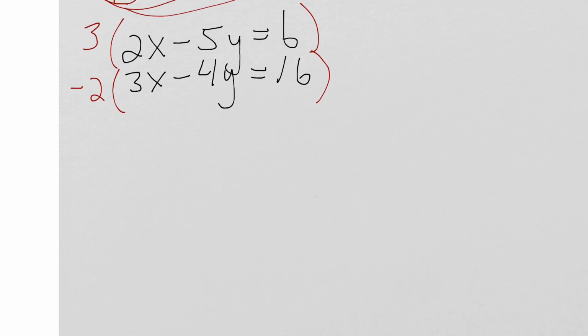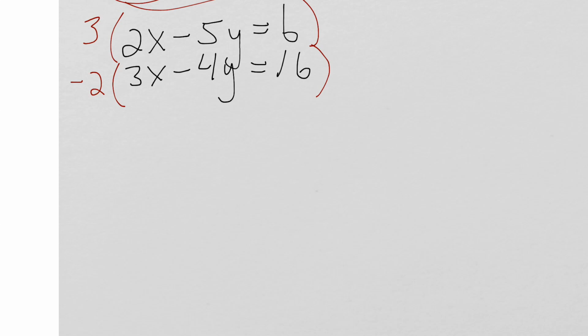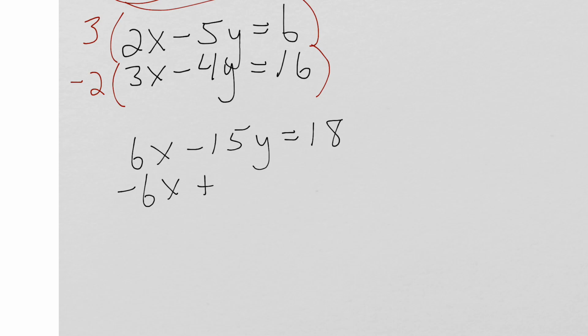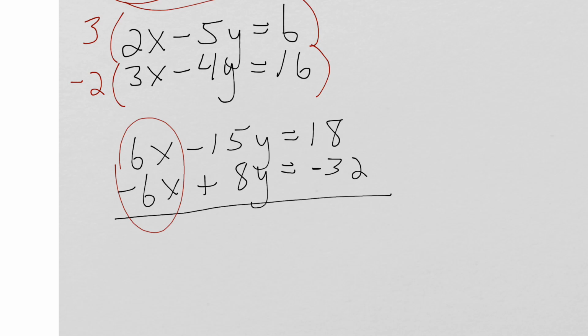Right? If I multiply the top by 3, my new top equation is going to be 6x minus 15y equals 18. Multiplying the bottom equation by negative 2, I get a negative 6x plus 8y equals a negative 32. And now I'm going to go ahead and add these, and if I do, I notice that when I add the x's right here, the fact that they're opposites means they're going to cancel. So adding those, they just go away.